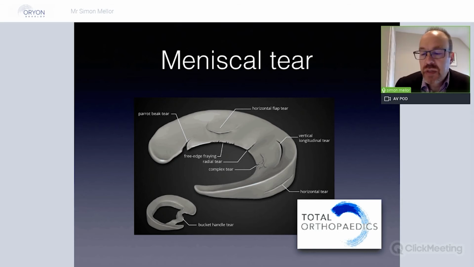The most troublesome meniscal tear, obviously, is the one in the diagram at the bottom that shows a bucket handle tear. This is a large vertical longitudinal tear, which results in displacement of a large piece of meniscal tissue from its resting position and displacement into the intercondylar notch. And it's this process which results in potential for locking of the knee.